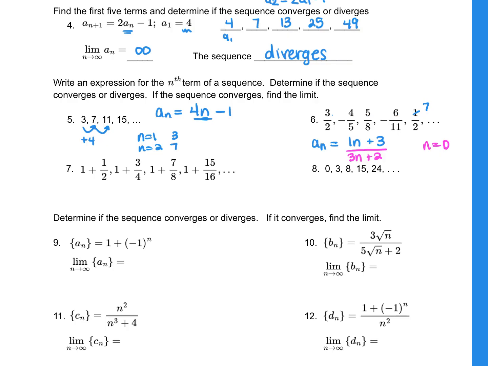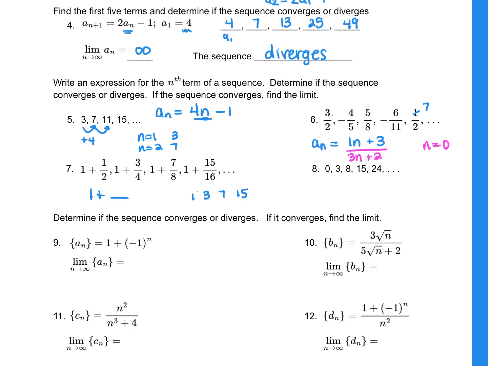Okay, so now sometimes the sequences get a little bit harder. So what's important is focusing on different changes that are happening. What I see in this one right here is I have this 1 in each one, so 1 plus something. Now the next thing I'm going to look at is just the numerators. So let's see what's happening on the top. I've got 1, then 3, then 7, then 15.